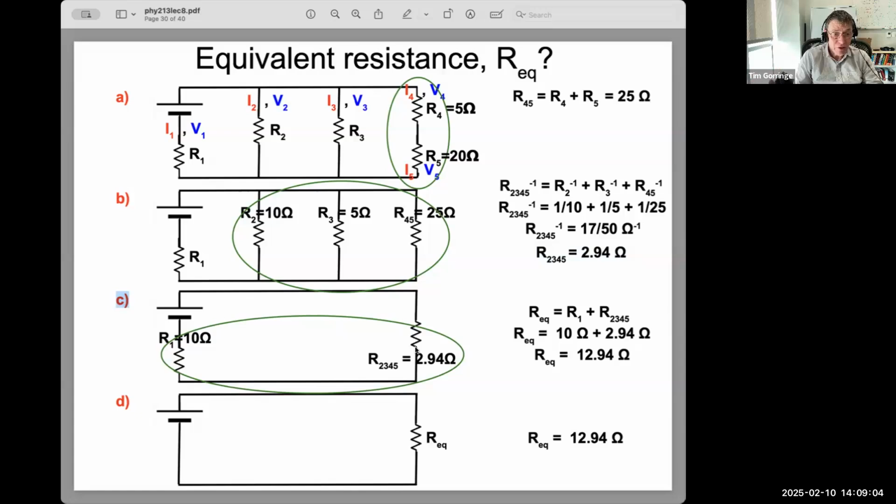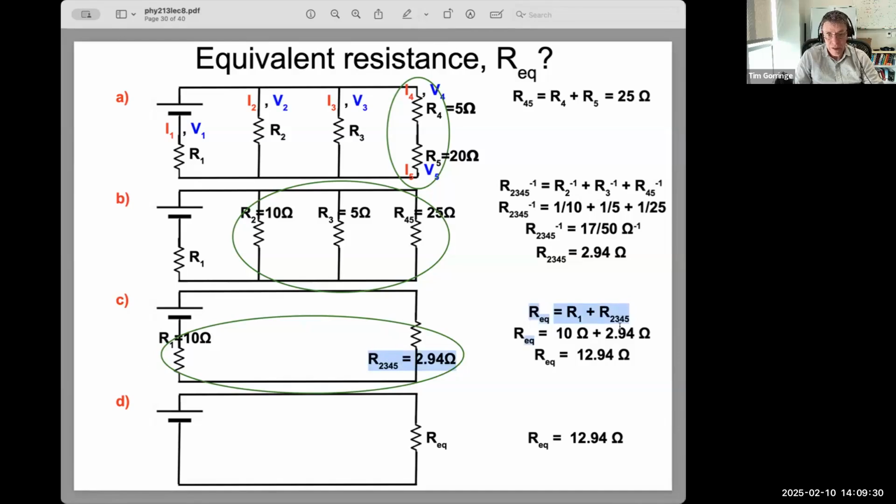We note now these two are just in series with one another. An electron leaving the negative terminal goes through R1 and must go also through R2, 3, 4, 5. And so this is a series arrangement, and so the rules for combining series resistors can be applied to this. We've just got to add together the resistance R1, the resistance R2, 3, 4, 5.